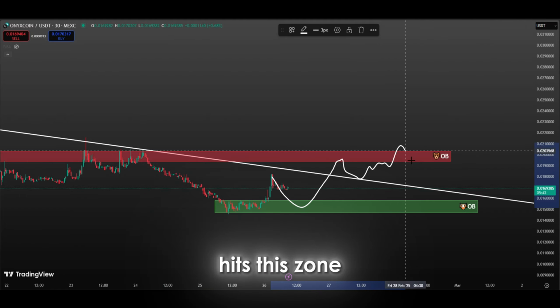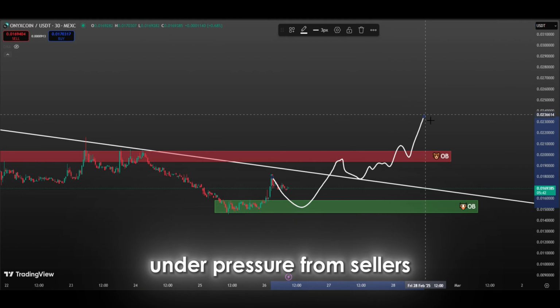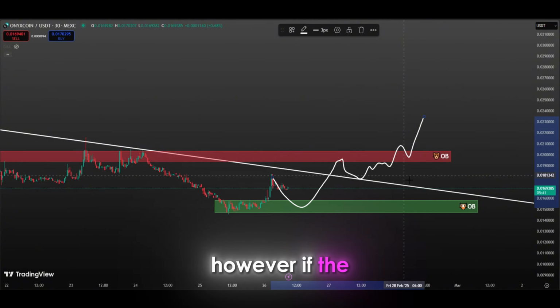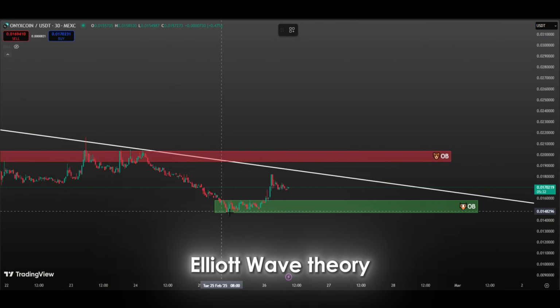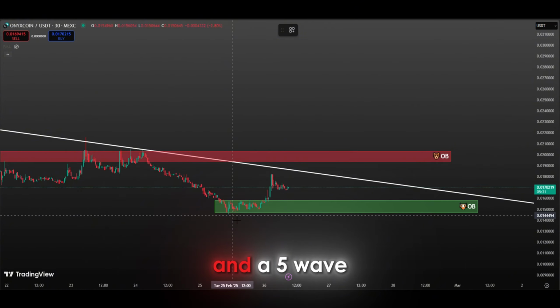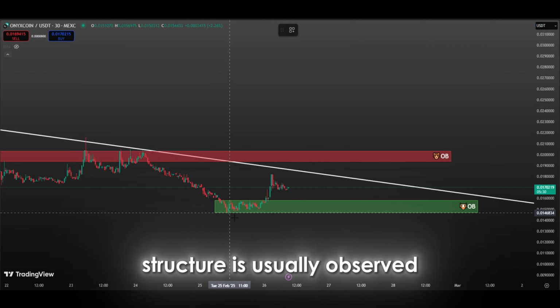If the price hits this zone and pulls back under pressure from sellers, it could be a sign that the decline may continue. However, if the price breaks through this level and makes a sustained breakout above it, it could mean the beginning of a strong move to the upside. According to the Elliott wave theory, waves in price movements are formed in a certain order, and a 5-wave bullish or bearish structure is usually observed.